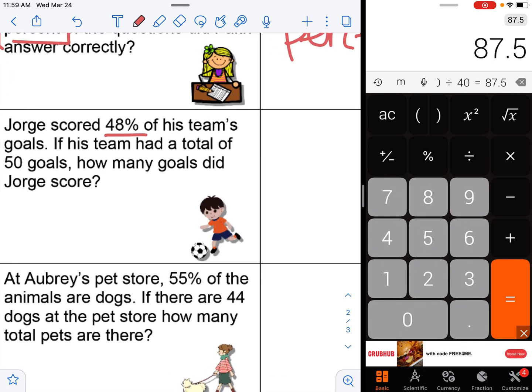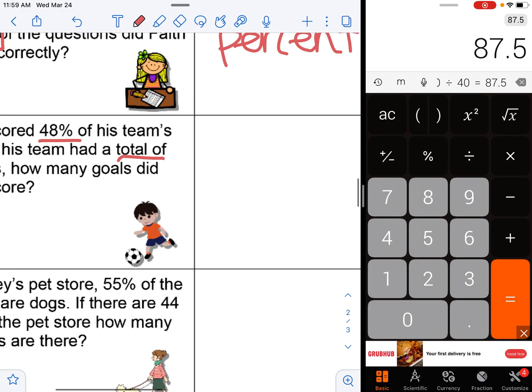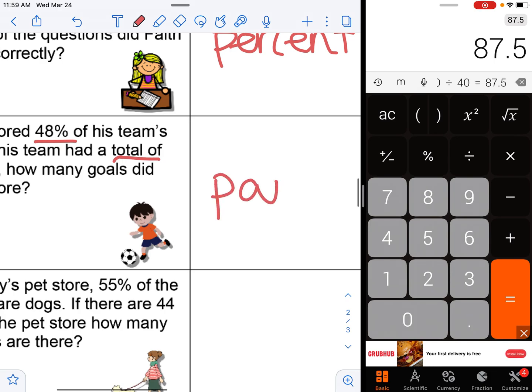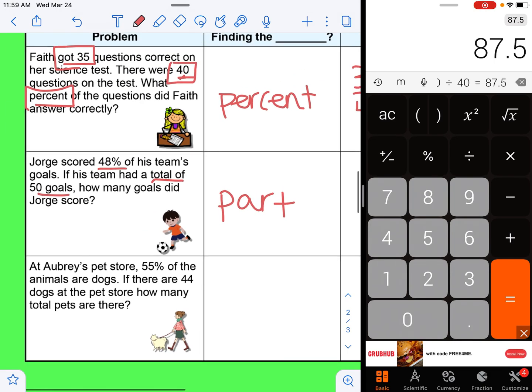Jorge scored 48% of his team's goals. If his team had a total of 50 goals, how many goals did Jorge score? Alright, so this one, we know the total. So we know the whole. We know the percent. What we don't know is the part. We don't know how many just Jorge scored.